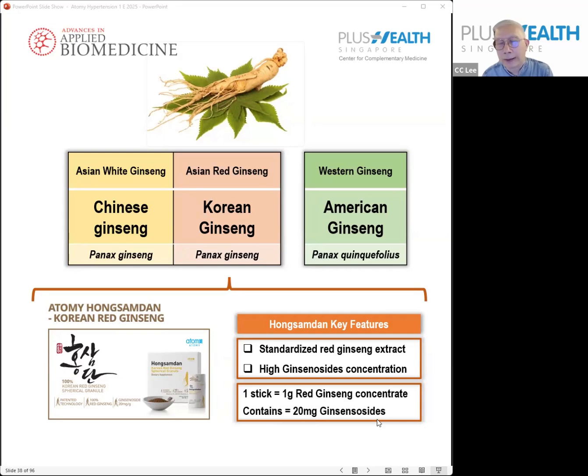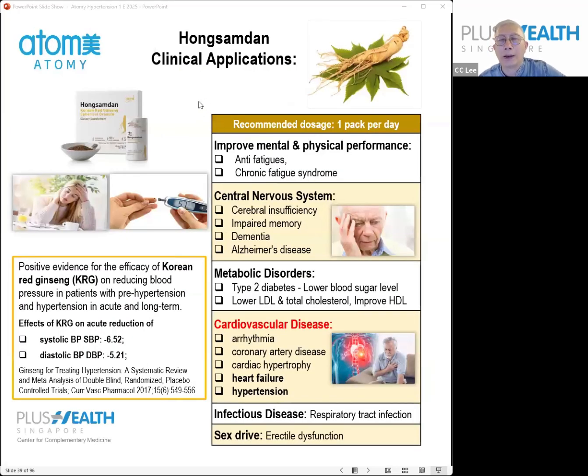Now, the key thing is that it is a standardized form, right? That means that you can use it as a medicinal dosage, because it's very consistent in its active ingredient and its potency in terms of effects. So what are the applications? You can see from here, the applications of ginseng are of very wide spectrum.